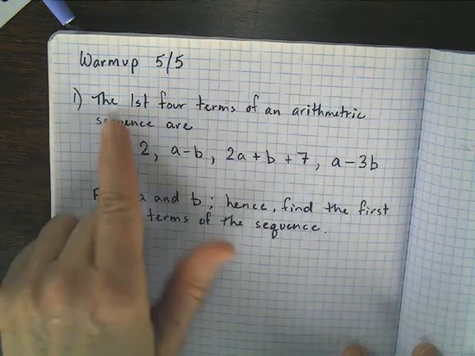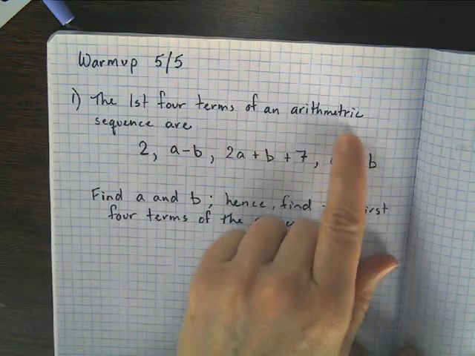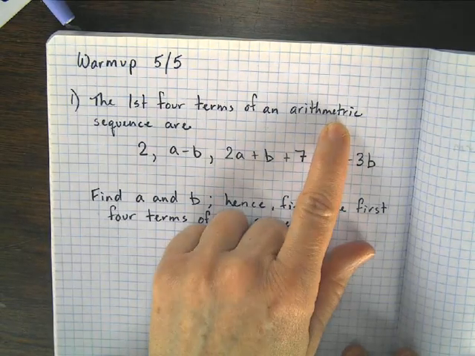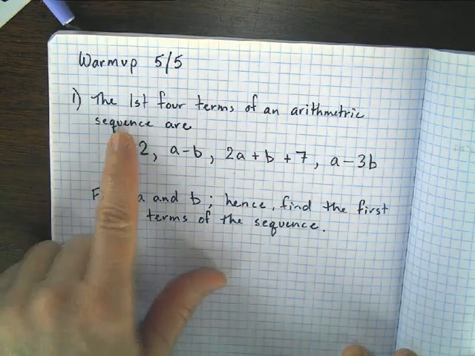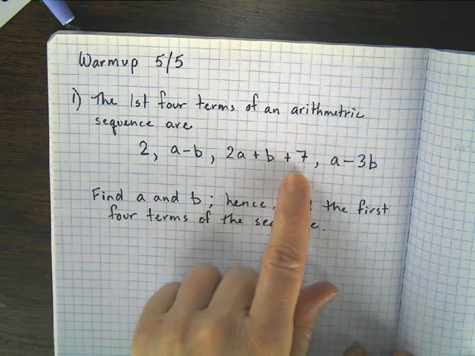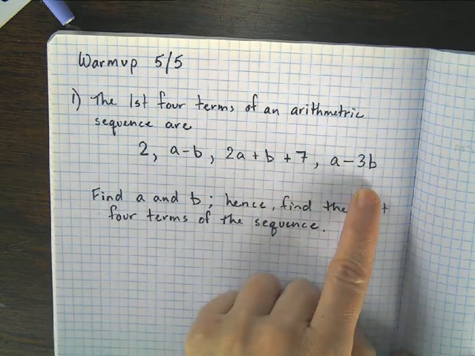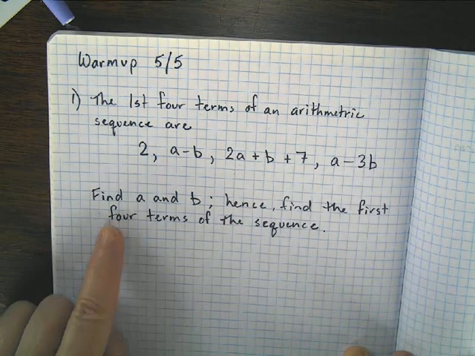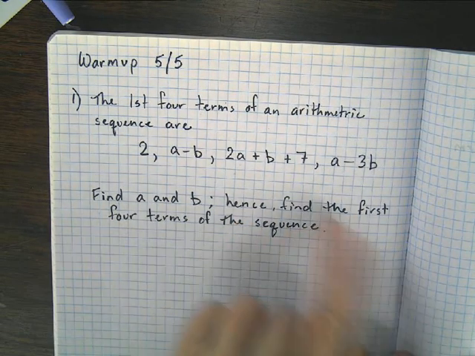The first four terms of an arithmetic sequence, why did I put an R in there? Arithmetic sequence are 2a minus b, 2a plus b plus 7, and then a minus 3b. Find a and b, hence find the first four terms of the sequence.